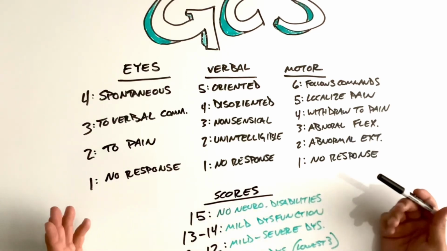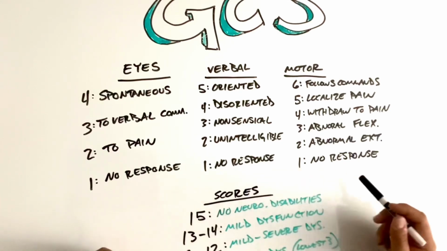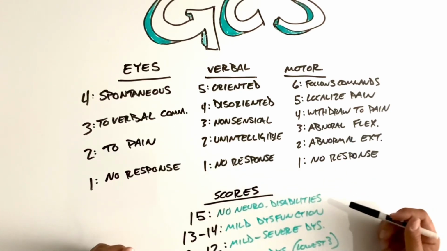Everybody will have a minimum GCS of 3, even your patients that are in cardiac arrest, because with no response to each of these items, the lowest score you can have is a 3.